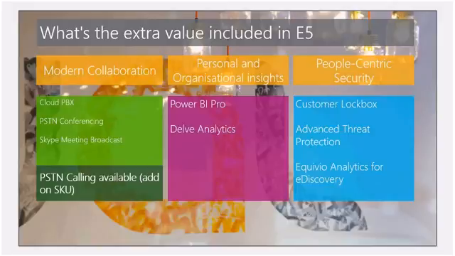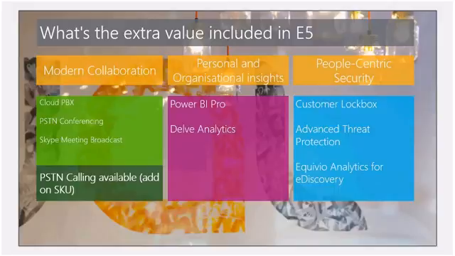So if we look at E5, the functionality falls into three basic columns here. We've got modern collaboration, which is the Skype for Business pieces that Mark has spoken about today. Personal and organizational insights, which is made up of Power BI and Delve Analytics, and then the third part is the security pieces. There's three pieces of security there.